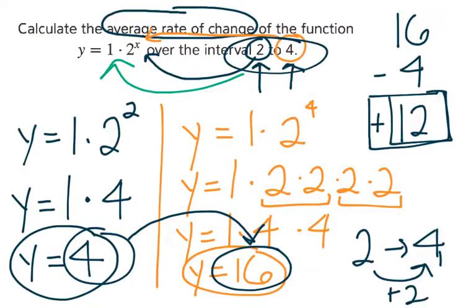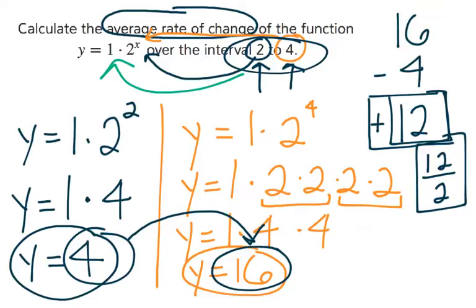And so when you're calculating rate of change, it's always change in y divided by change in x. So it's 12 divided by 2. 12 is not the answer, because you actually had an interval change of positive 2, so it's 12 divided by 2, which becomes 6. So 6 is our answer here.